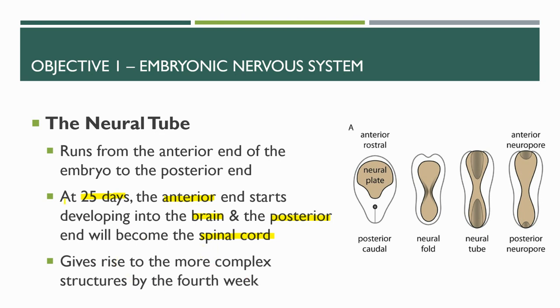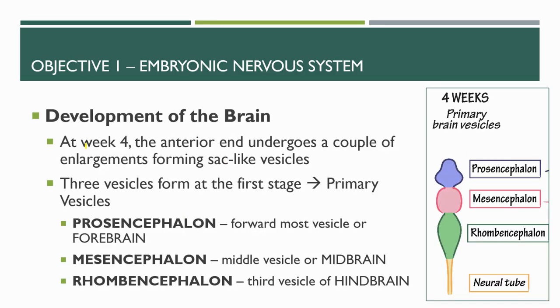And so as the development continues, by the 4th week, we're going to start to see some more complex structures. At week 4, that anterior end, which becomes the brain, is going to form what we call the primary vesicles. They start to enlarge and form these larger chambers that we call the vesicles. And initially we have the prosencephalon, the mesencephalon, and the rhombencephalon. So these are our 3 primary vesicles.